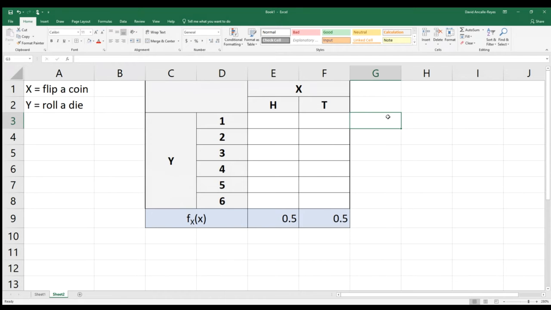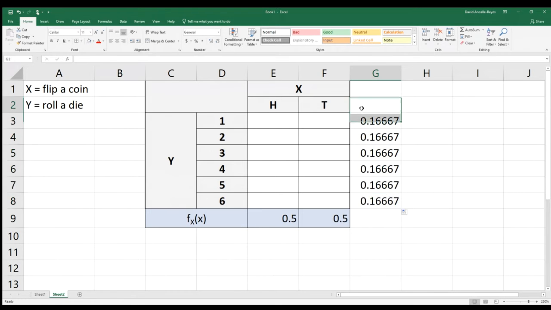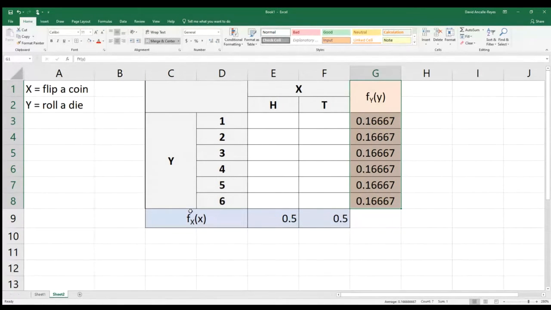Wrong sheet. Here we go. So we know this would be 1 over 6, and this would be the marginal probability of Y. Good.